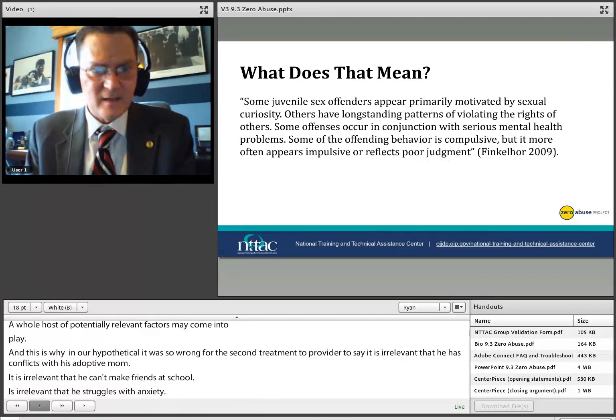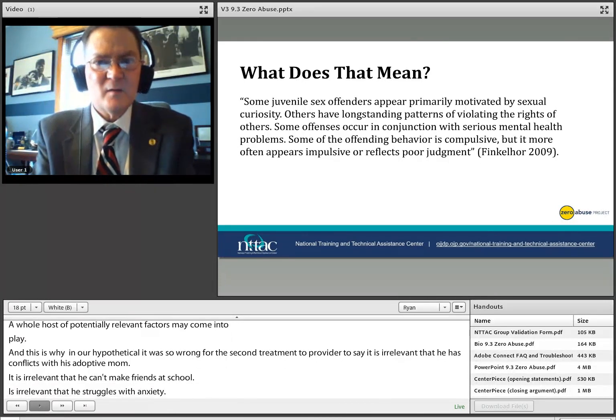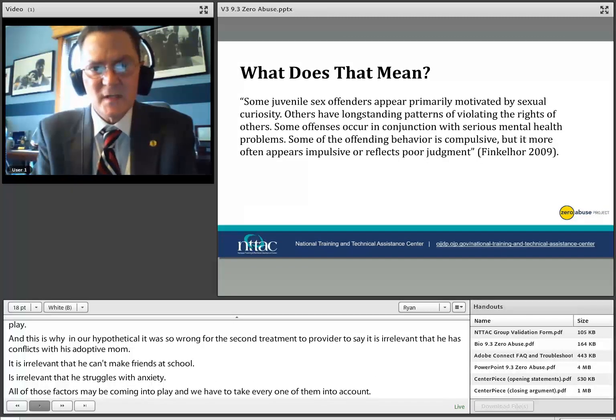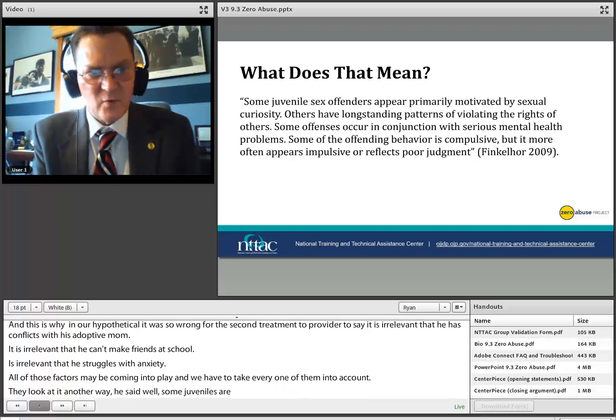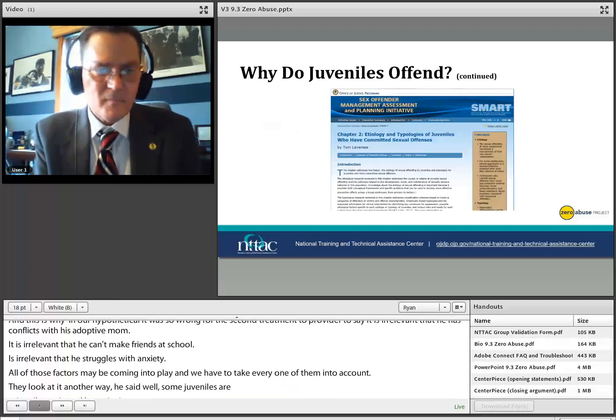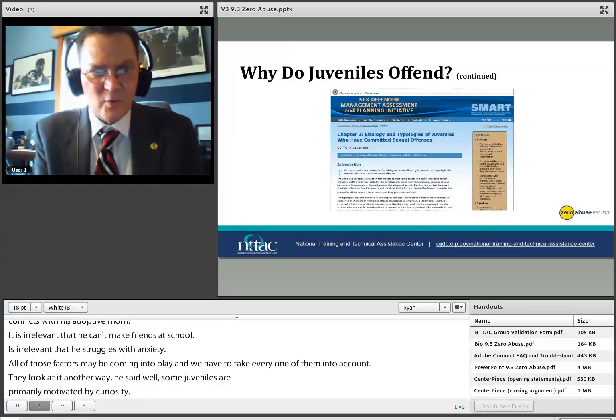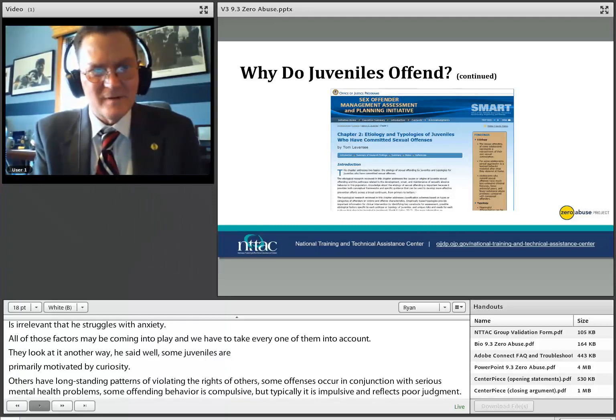David Finkelhor looks at it another way. He says, well, some juveniles are primarily motivated by curiosity. Others have long-standing patterns of violating the rights of others. Some offenses occur in conjunction with serious mental health problems. Some offending behavior is compulsive, but typically it's impulsive and reflects poor judgment. The Samapi report has an entire chapter on why juveniles may offend, the causes of juvenile offending.